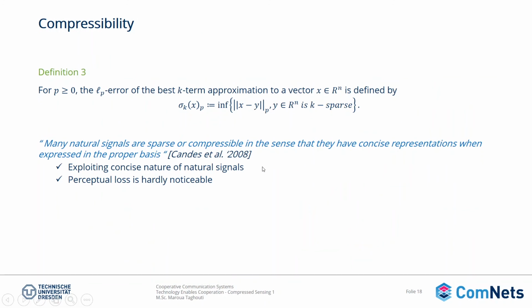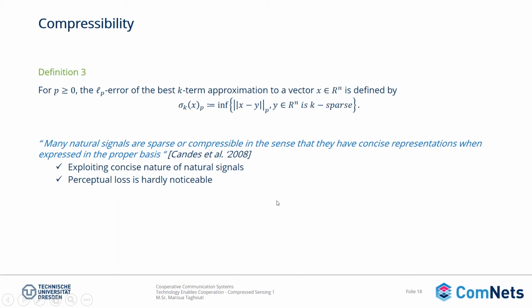Analytically, we could represent the compressibility using the following definition. For p greater than or equal to zero, the ℓp error of the best k-term approximation to a vector x is defined by sigma_k of the signal x, with p referring to the ℓp norm. And we follow this specific rule.